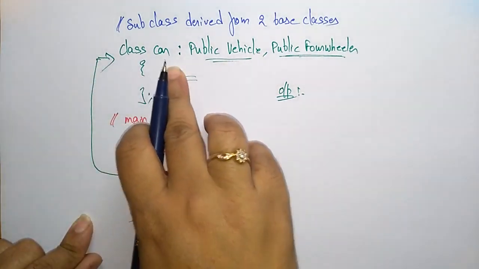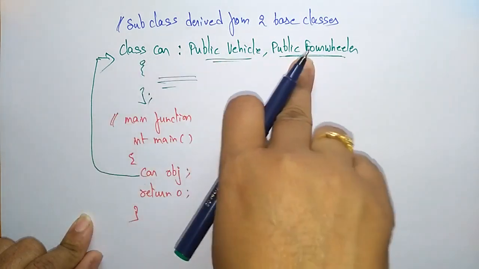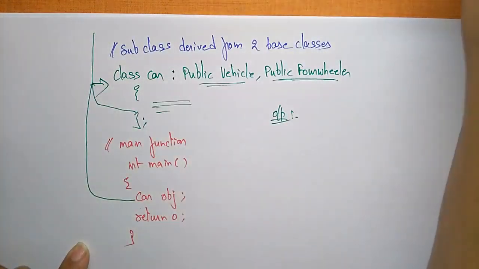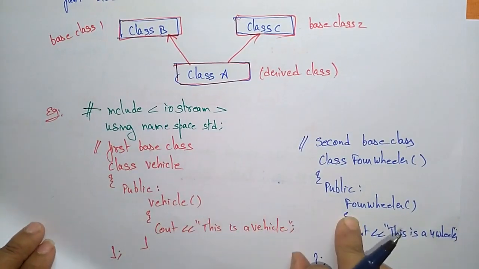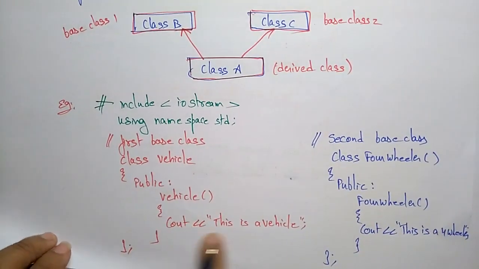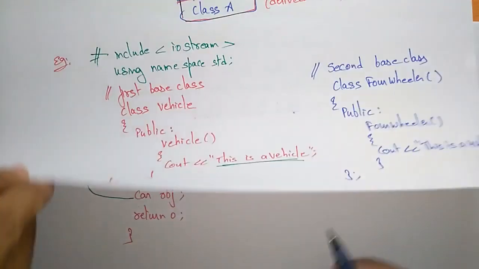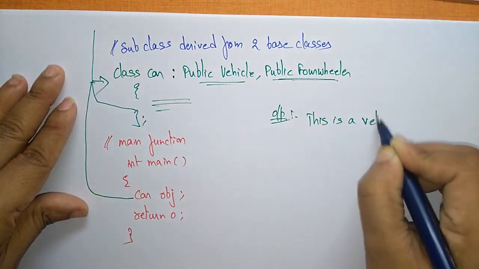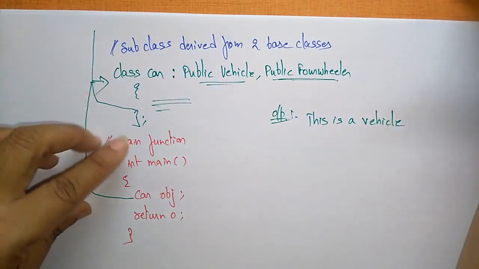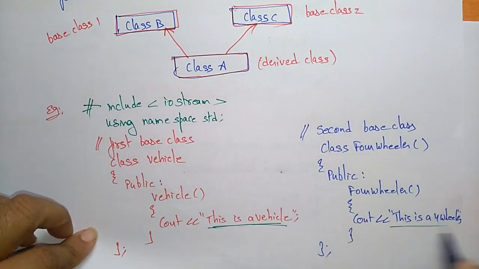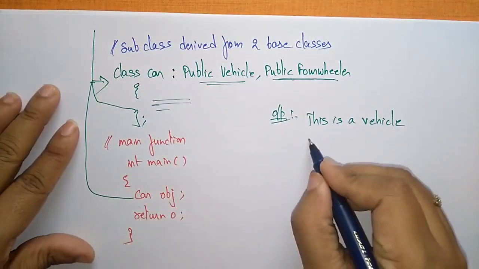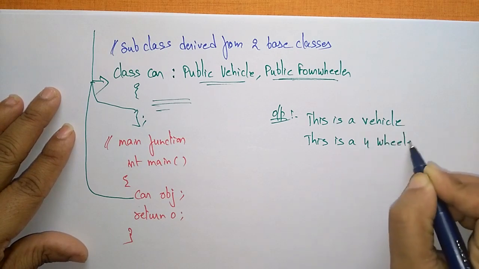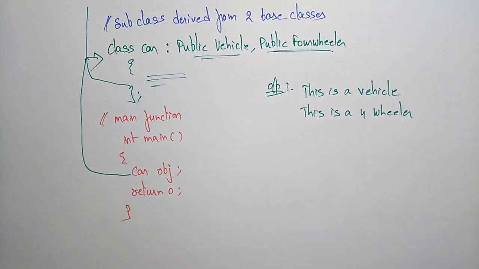Okay. So now car is the subclass and these are the base classes. This class car inherits the properties of both vehicle and four-wheeler. So first it is vehicle, so first this message will be printed: "This is a vehicle". After that, again it inherits the properties of the second base class. Next this message will be printed: "This is a four-wheeler". Okay. So this is the output for this multiple inheritance.